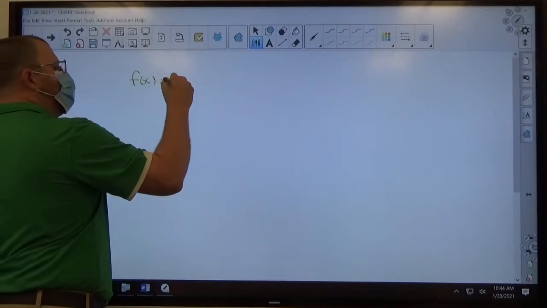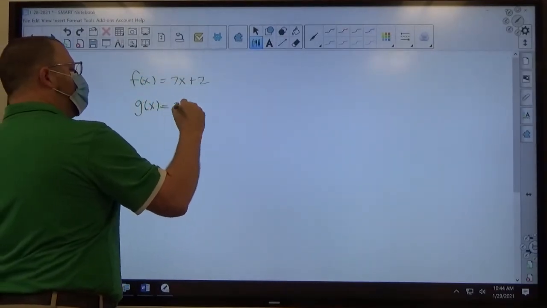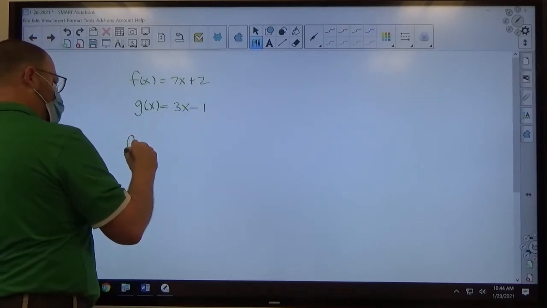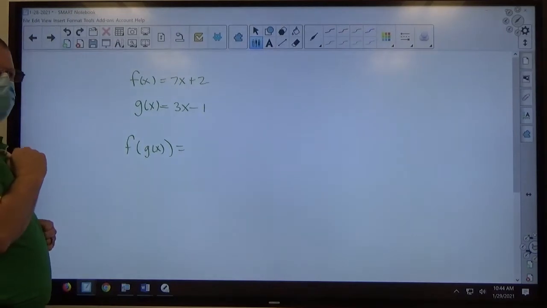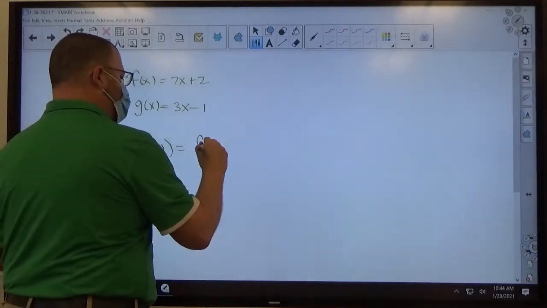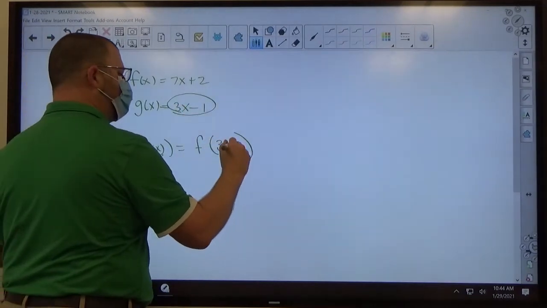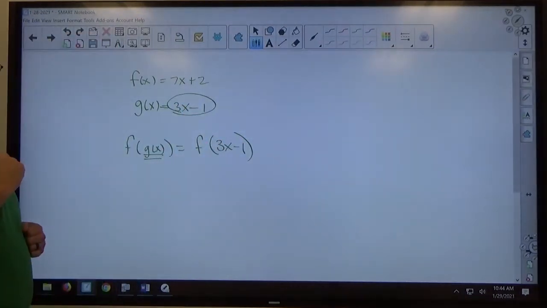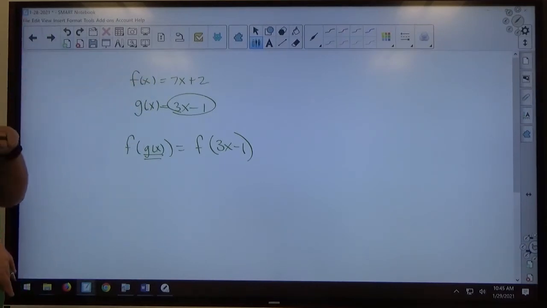If I have, let's say, f of x equals 7x plus 2, and let's say g of x equals 3x minus 1, and I want to do f of g of x, right? F of g of x just means I'm going to change g of x into 3x minus 1. So just do a substitution. I'm just making up stuff here, inventing things off the top of my head. I'm just refreshing memory how to do function composition.